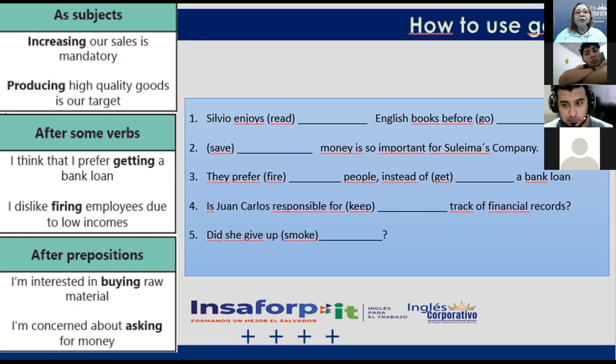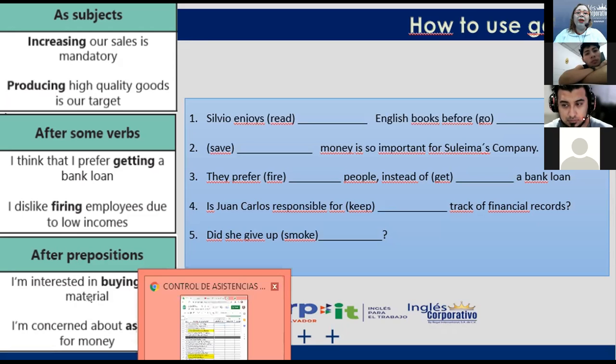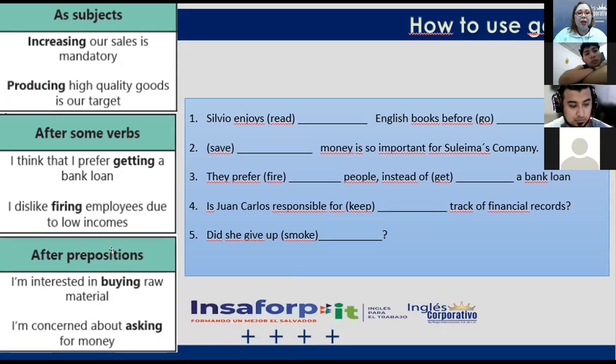Okay? Y la última, el último uso era after prepositions. A ver si recuerdan. Las preposiciones, ¿verdad? Son palabras que conectan una idea con la otra, pero dándole una posición o una locación de esa cosa de la que estamos hablando.